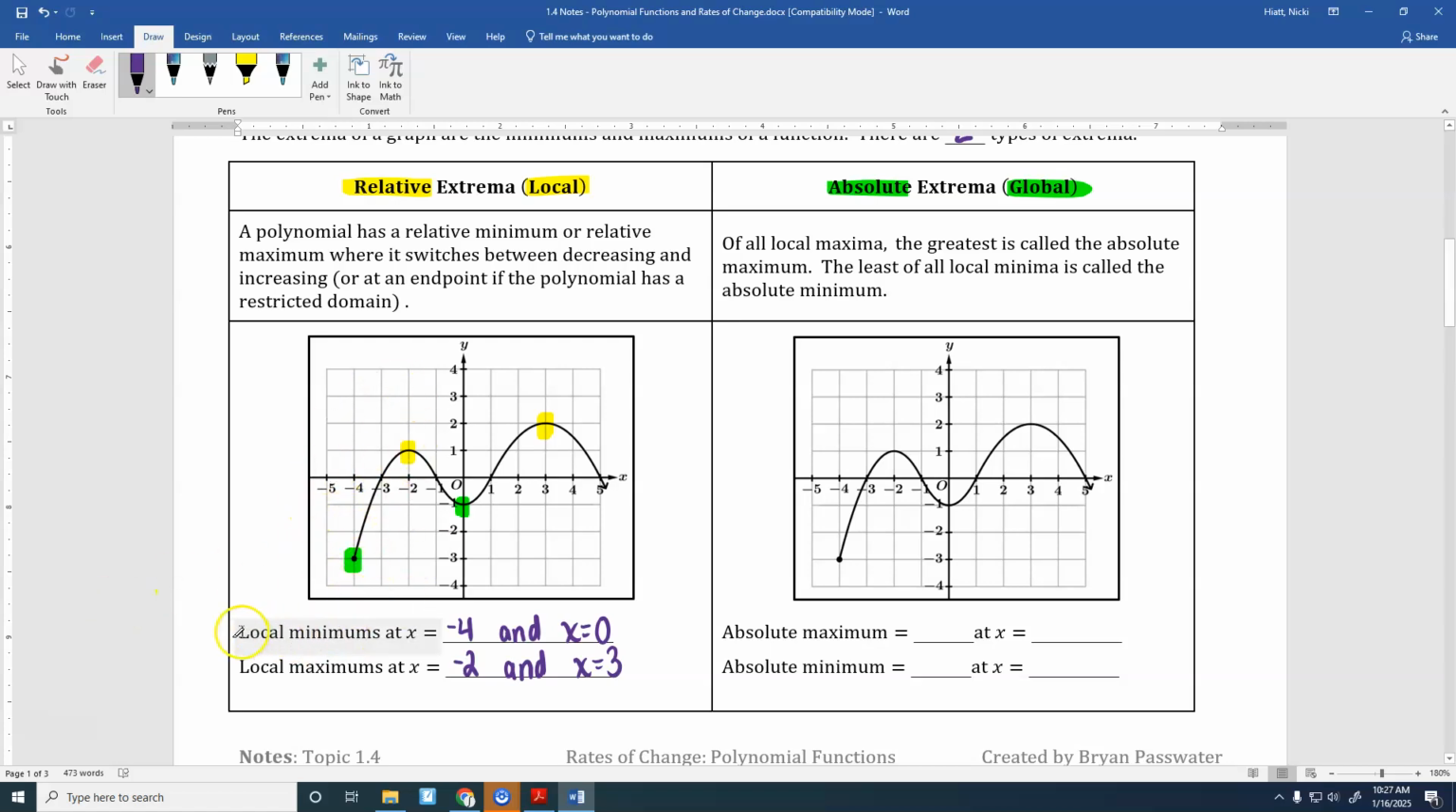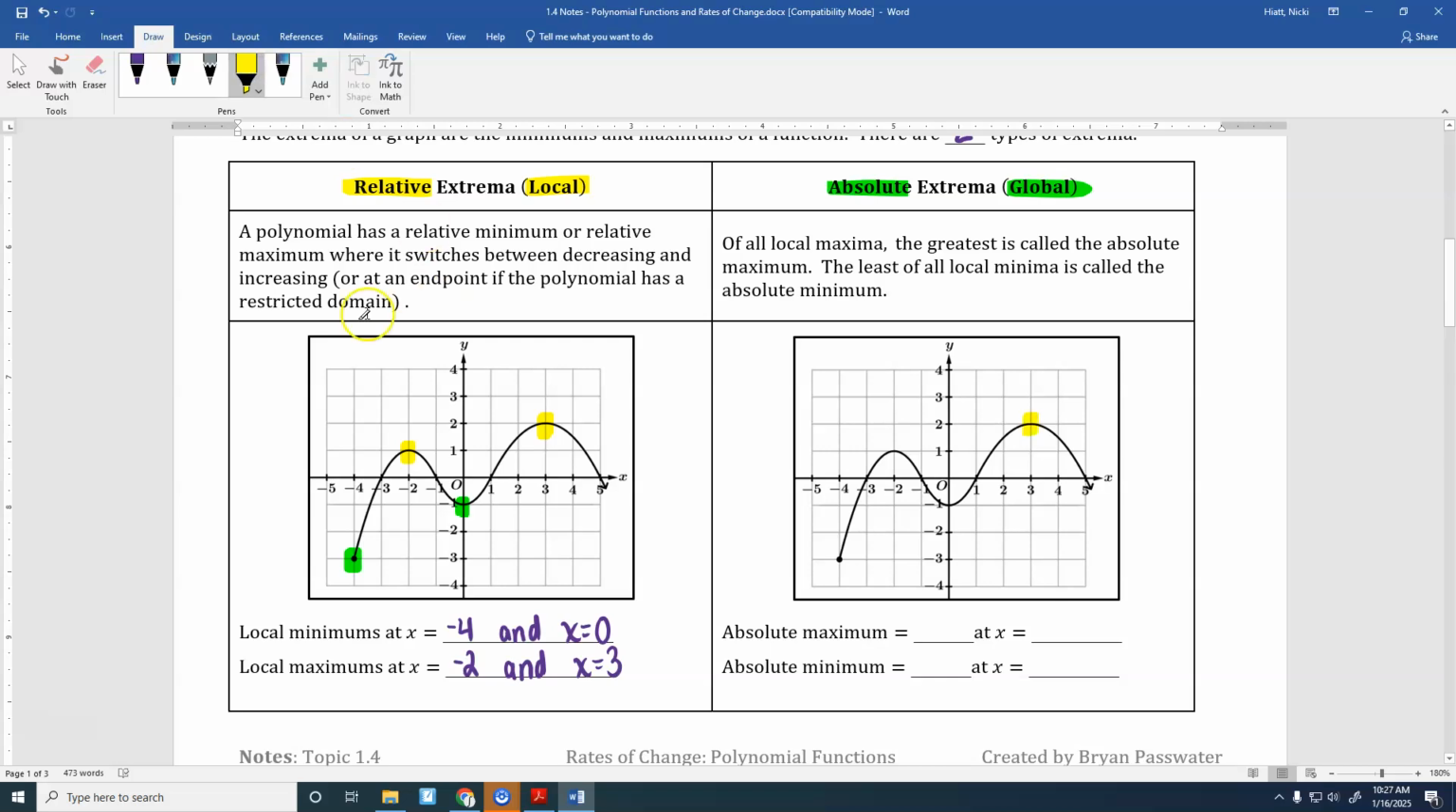If we are looking for local or absolute maximums, we're looking at these two points right here, and we're looking for which one is the absolute highest, right? And in this case, what is my absolute maximum? It's at x equals 3, right?